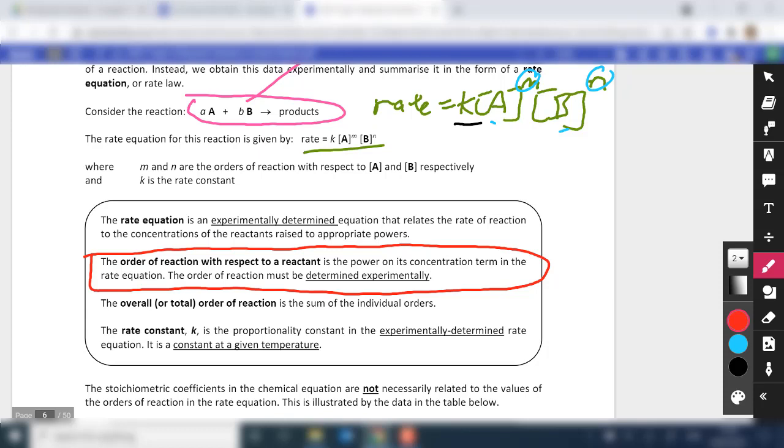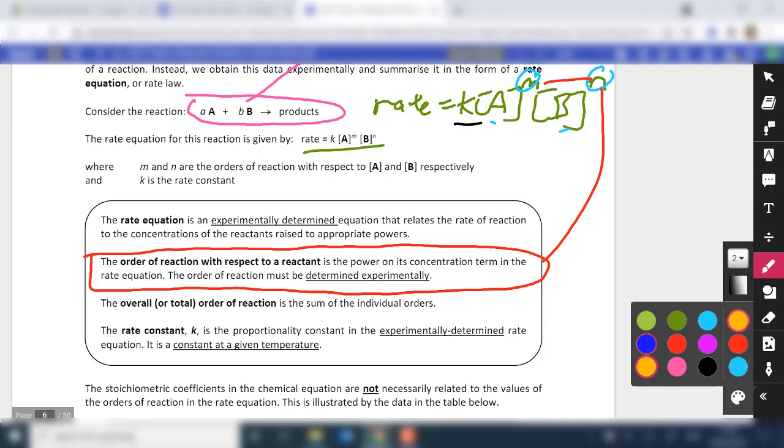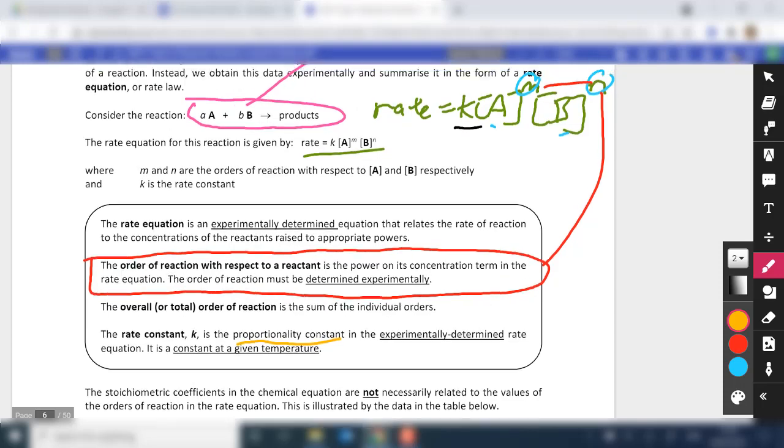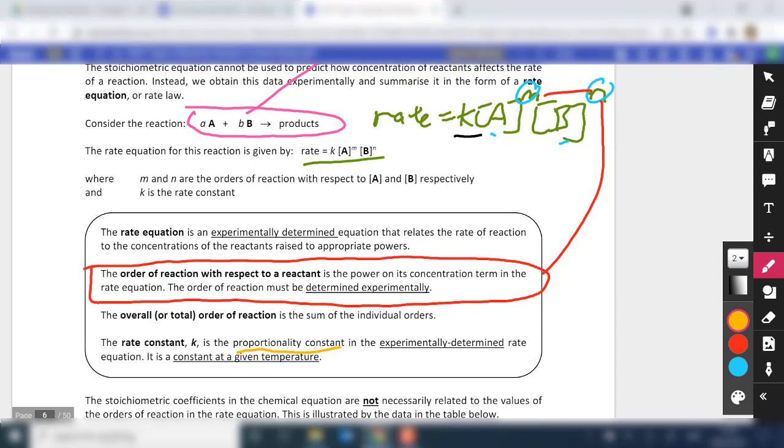So the m and the n terms are actually your order of reaction. Rate constant is basically just a proportionality term, which is also experimentally determined. And it is very sensitive to temperature. So remember this, it's very sensitive to temperature. Since the rate constant is experimentally determined, your order of reactions is also experimentally determined. That means your rate equation is experimentally determined as well.